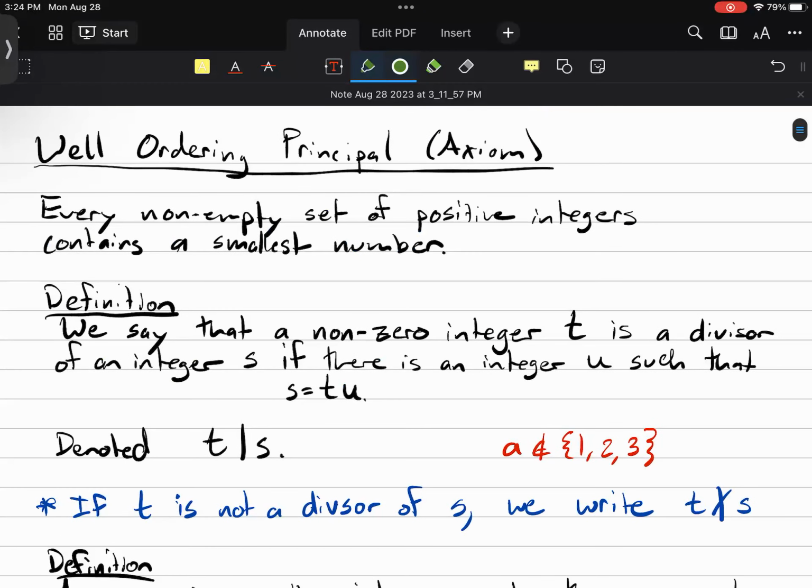We say that a non-zero integer t is a divisor of an integer s. And how we read this, how we do notation, is this is the number that's divided into. First number gets divided into second. So we could say 2 is a divisor of 6. 5 is a divisor of 4. Yeah, glad I can clarify. Thank you for asking.